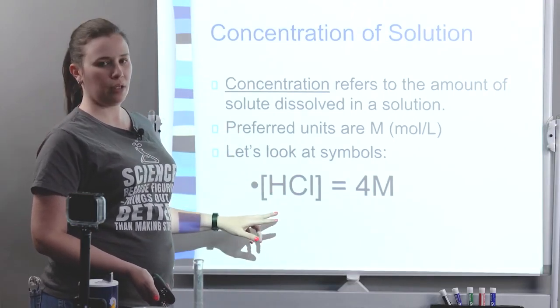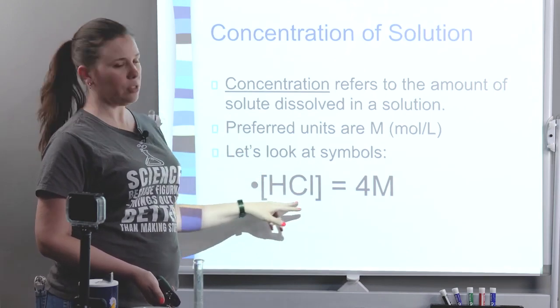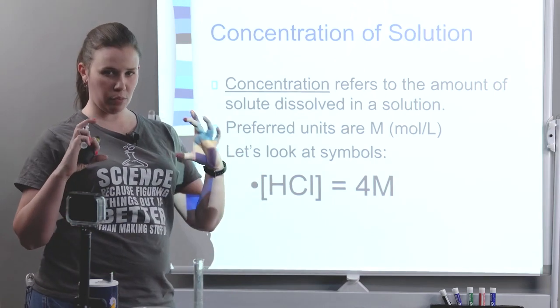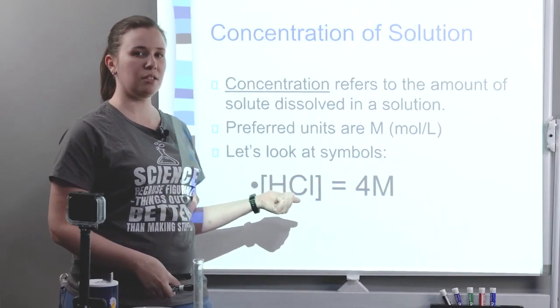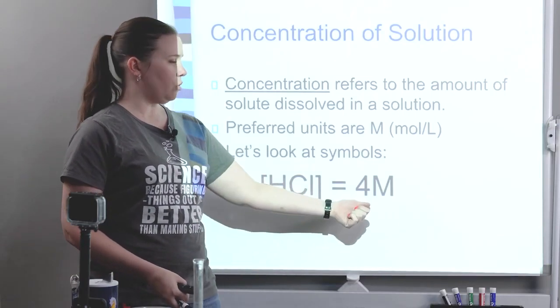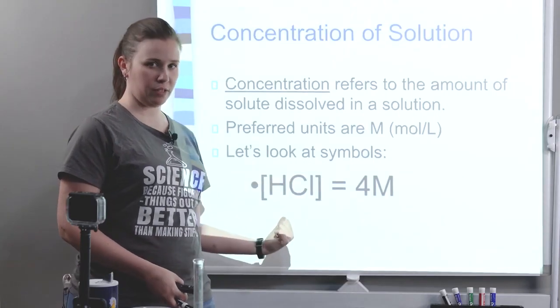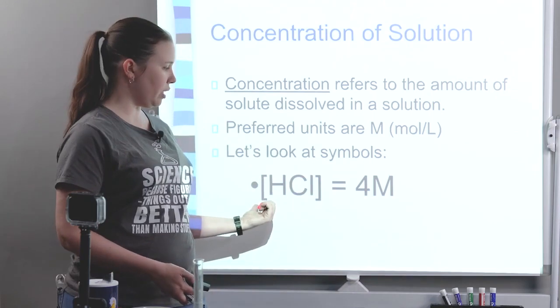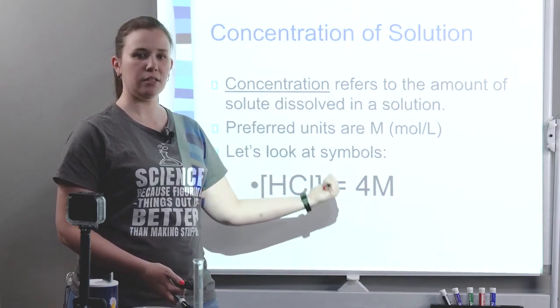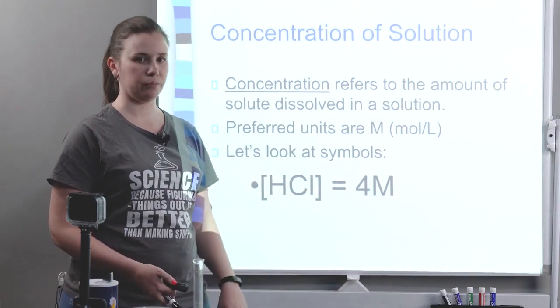There's also some shorthand I wanted to point out real quick. If you ever see a chemical formula with square brackets around it, that means we're looking for the concentration. You're going to see this in some of our future units. When you express concentration for things that are in brackets, you would always want to use molarity. So this would read as the concentration of hydrochloric acid is equal to 4 molar.